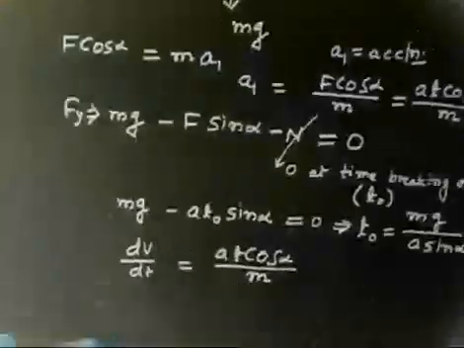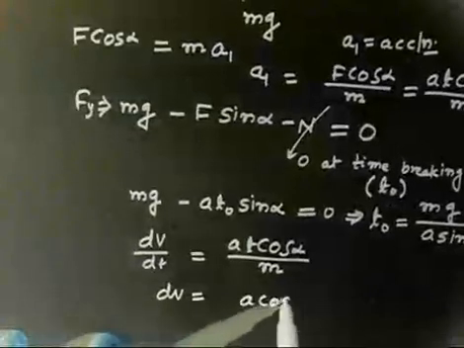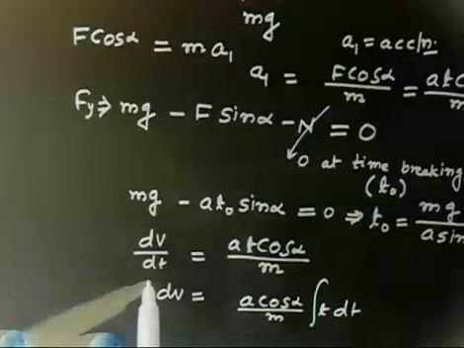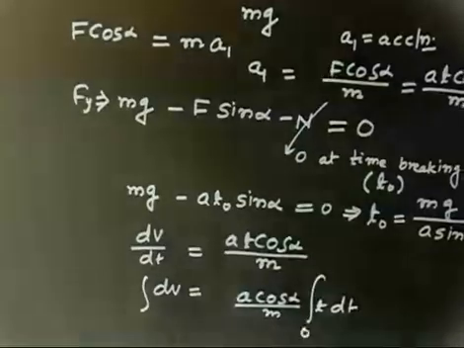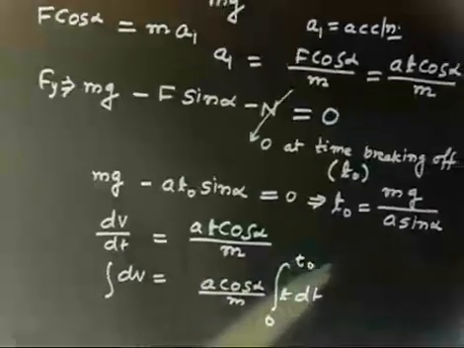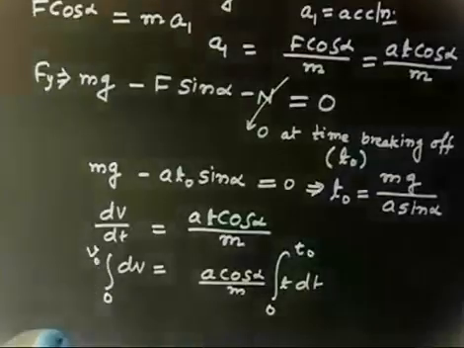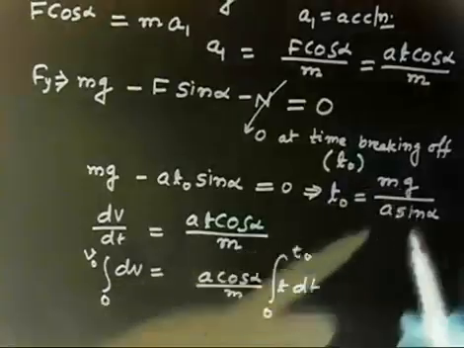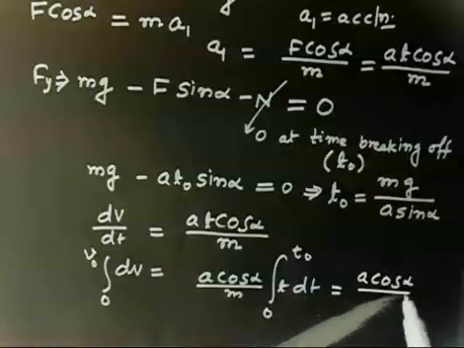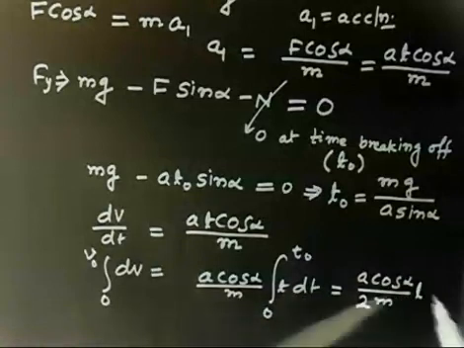So now if I integrate this one, so this is dv is equals to a cos alpha by m, because cos alpha is constant, t dt. I have to integrate, and this t goes from 0 to t naught, and t naught, you know what is the value of t naught here, mg by a sin alpha, and initial velocity is 0, and let us say that at this time velocity is v naught. So this becomes a cos alpha by m, and integration of t is t square by 2.